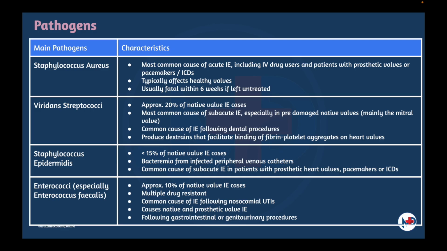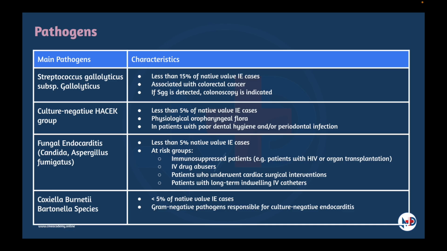most common cause. Next, let's take a look at Streptococcus bovis, which is associated with colorectal cancer. The subtype Streptococcus gallolyticus is most linked with colorectal cancer. How about culture-negative causes? These are those who received prior antibiotic therapy, infections caused by Coxiella burnetii, Bartonella, Brucella, and the HACEK organisms, which are Haemophilus, Actinobacillus, Cardiobacterium, Eikenella, and Kingella.